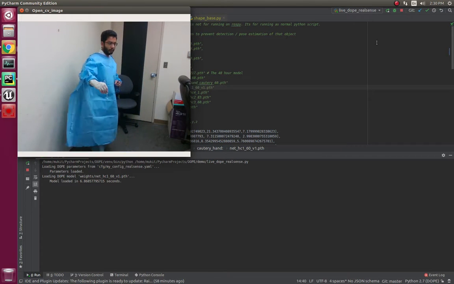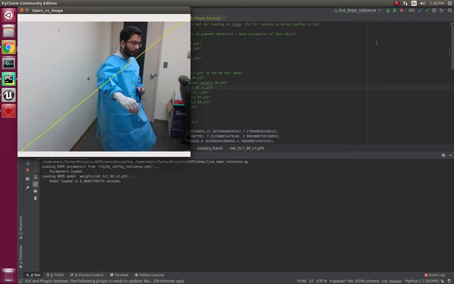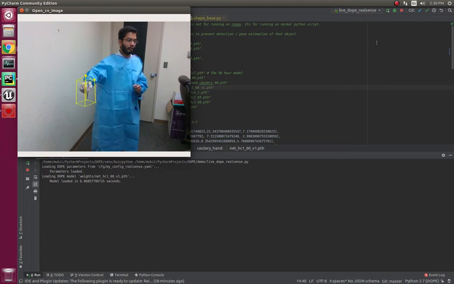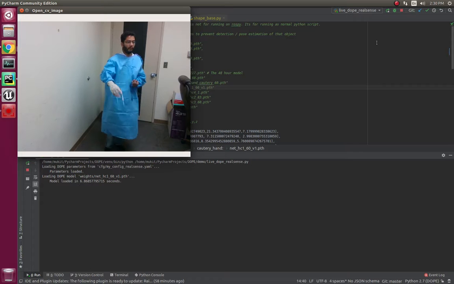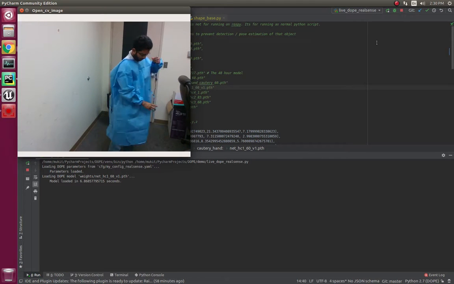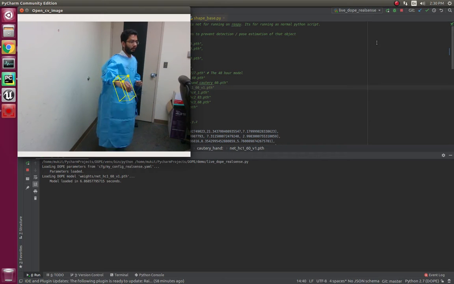Maybe there are some changes in the data set that I didn't notice. If I take off my glove, yeah, it's very consistent.